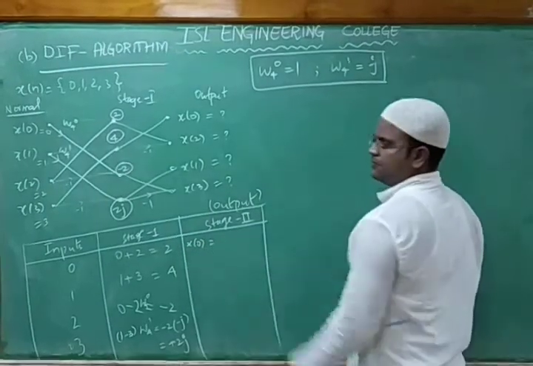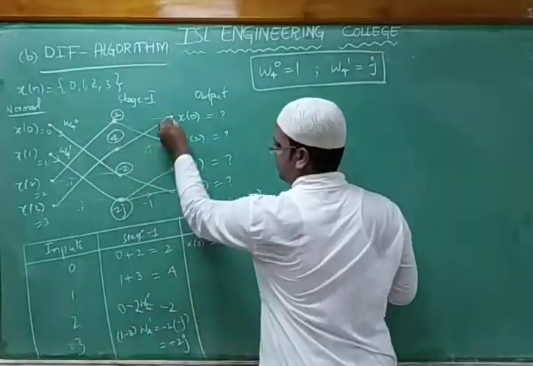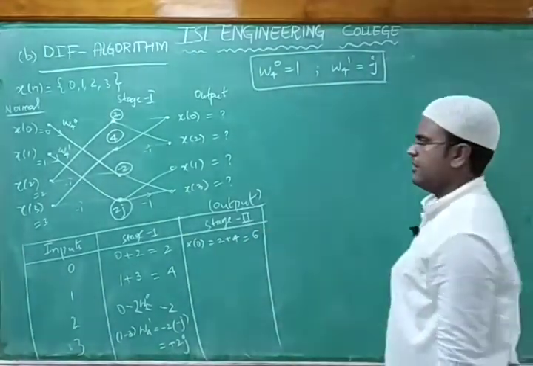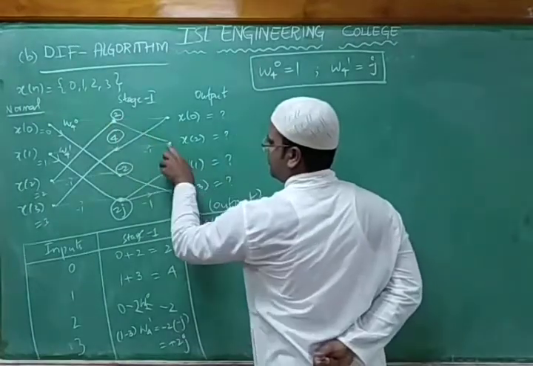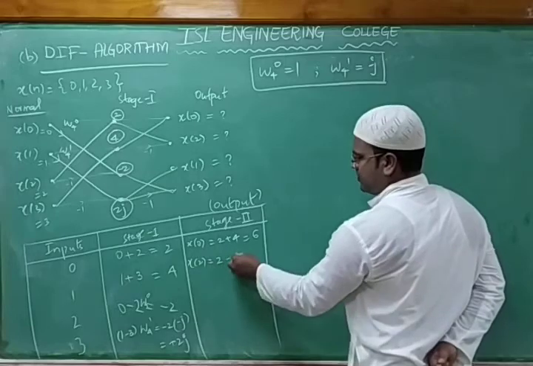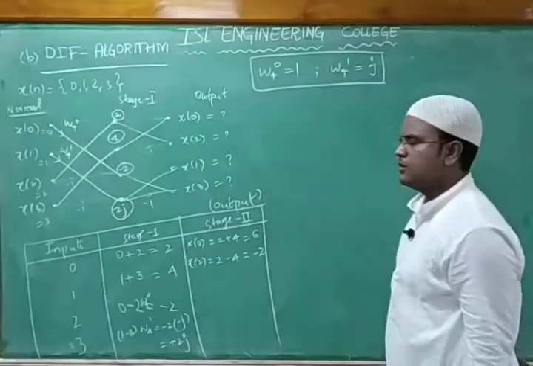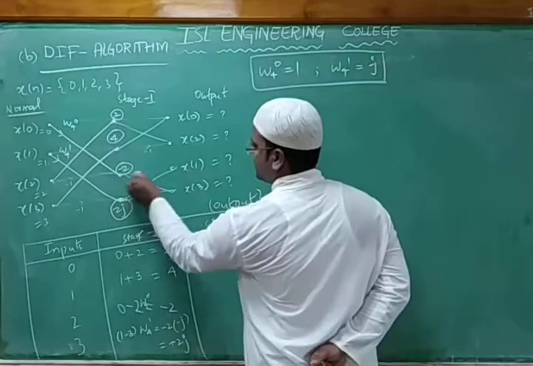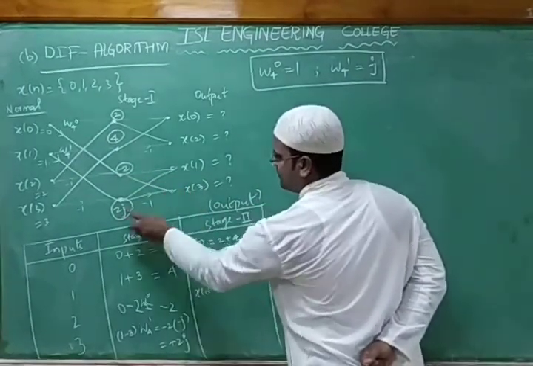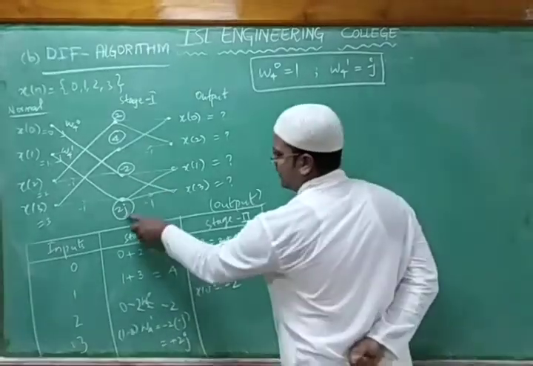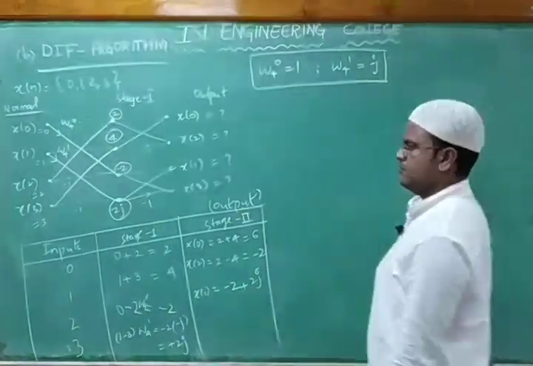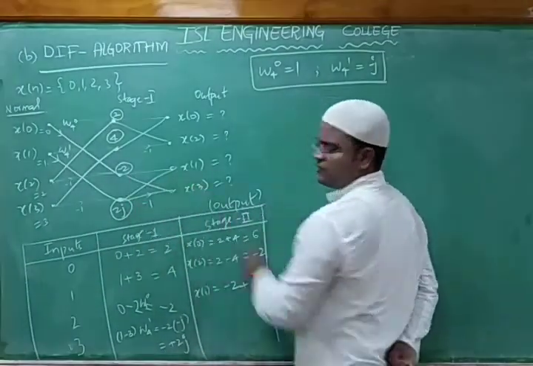So x of 0 is what? This 2 plus 4, it is nothing but 6. We wrote it. Next, x of 2. What is x of 2? 2 minus 4. So x of 2 is 2 minus 4. It is nothing but -2. Similarly, x of 1. Where is x of 1 coming from? x of 1 is -2, again you are adding this one, -2 plus 2j, right? -2 from this end and 2j is from this end.